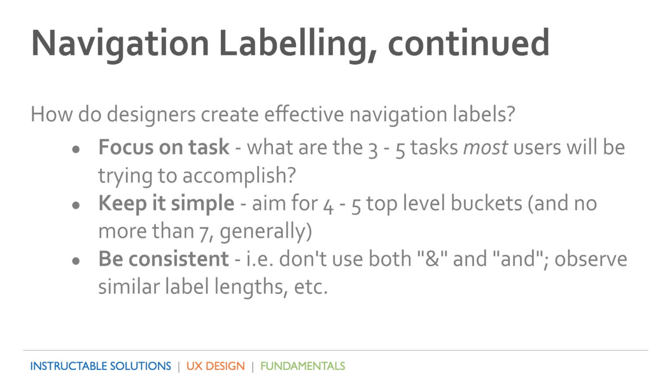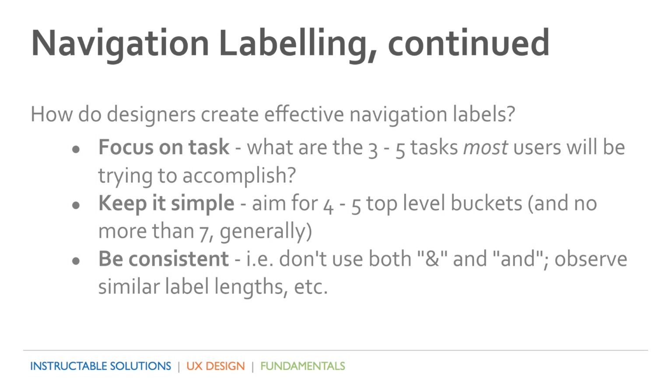Secondly, keep it simple. Aim for 4 to 5 top-level buckets and no more than 7 generally. Information overload can be a detriment to navigation. If you can't give users a concise way of choosing, then it will be absolutely difficult for them to make a choice.